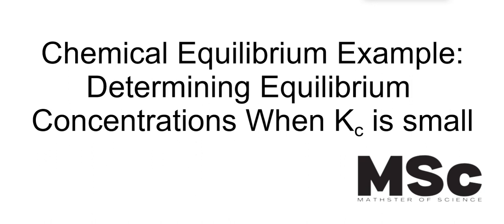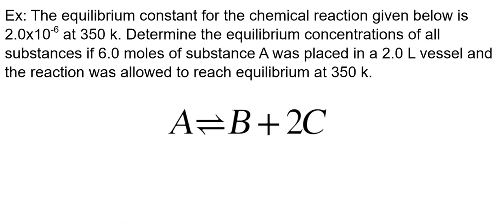In today's lesson, we're going to be looking at chemical equilibria, but specifically looking at calculating equilibrium concentrations when we have a very small Kc value, when that equilibrium constant is very small. So here's an example. An equilibrium constant for the chemical reaction below here is 2.0 times 10 to the negative 6 at 350 Kelvin. Determine the equilibrium concentrations of all substances if 6 moles of substance A was placed in a 2-liter vessel and the reaction was allowed to reach equilibrium, again at that same constant temperature.